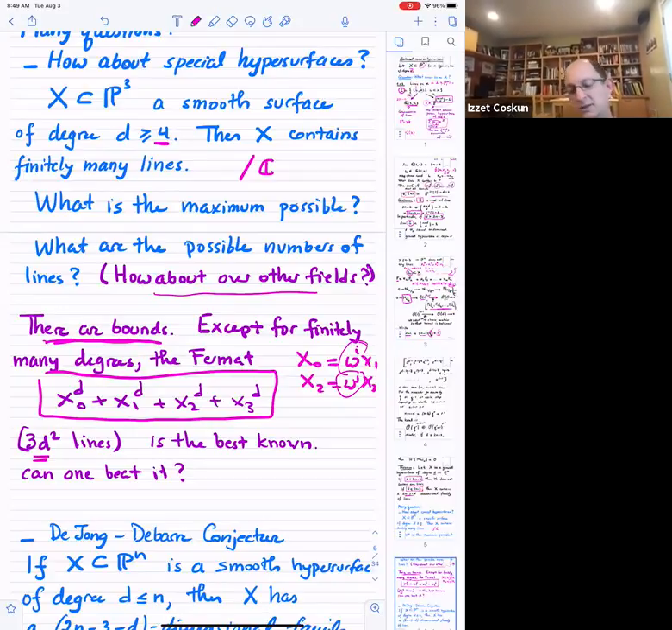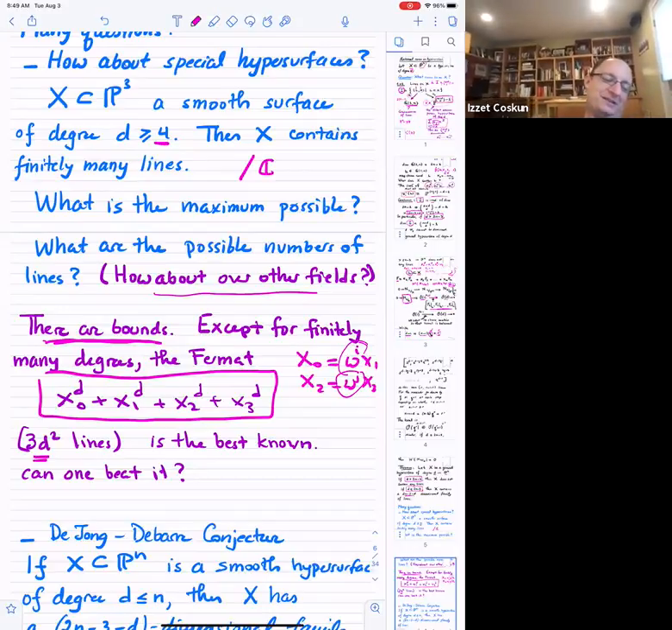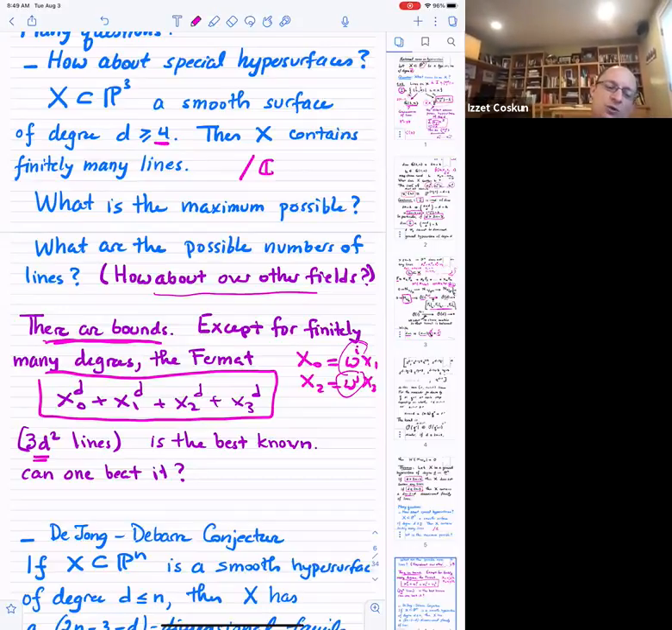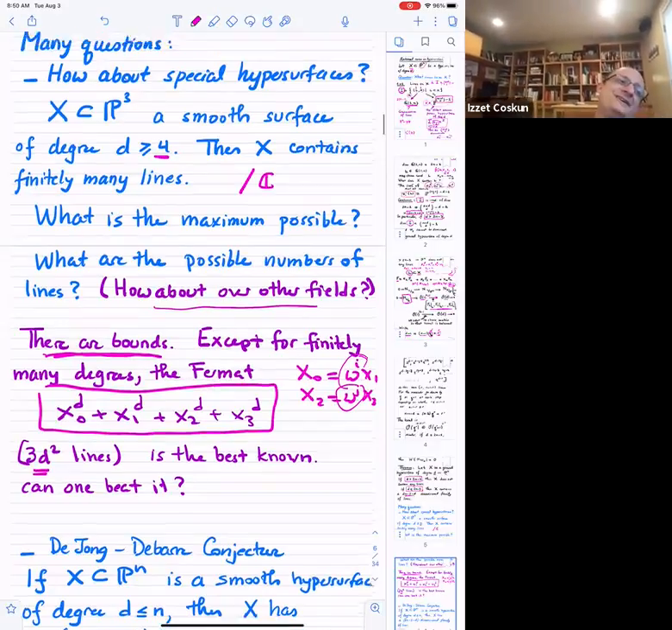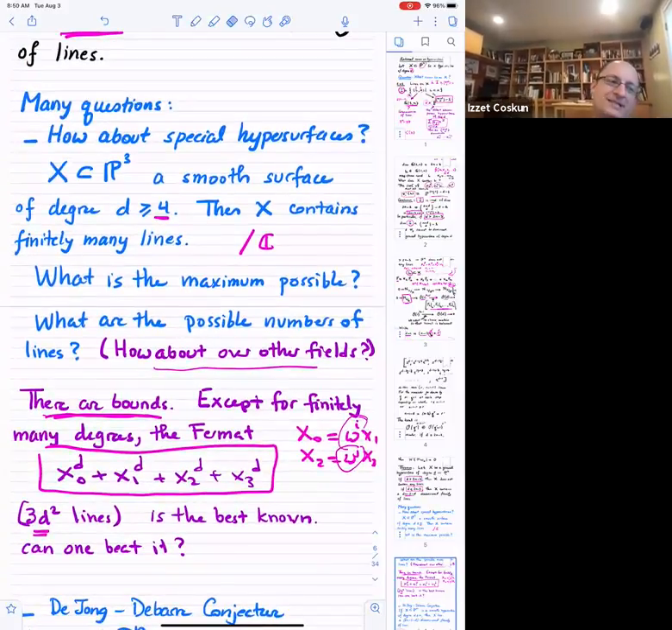Those are the only lines on the surface, right? It's a good exercise to check that if you haven't done it before. And, for all but a few degrees, this is the surface that we know with the largest number of lines. But is it really the best? Can you beat it? We don't know. So, even this kind of basic question is open.